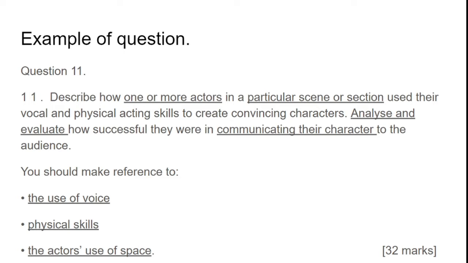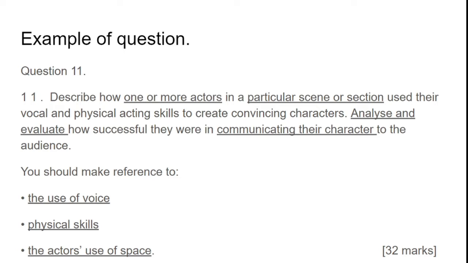So, question 11. Here's an example of a question 11. Describe how one or more actors in a particular scene or section use their vocal and physical acting skills to create convincing characters. Analyse and evaluate how successful they were in communicating their character to the audience.